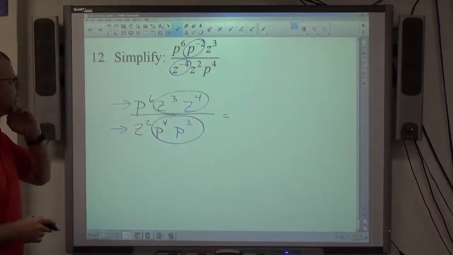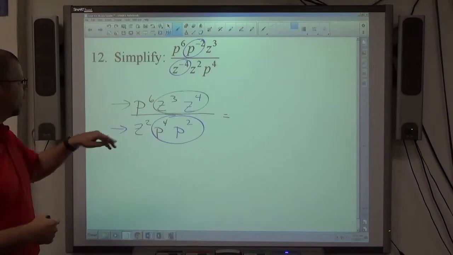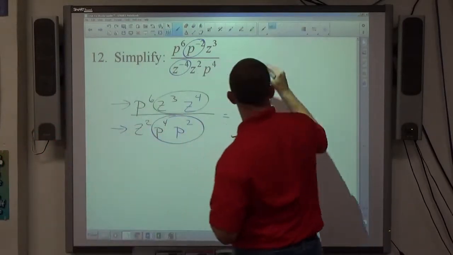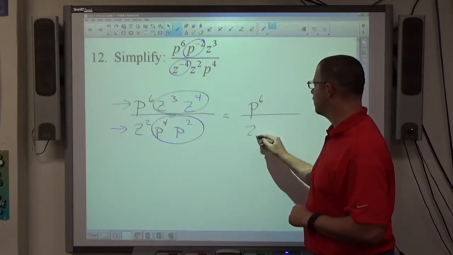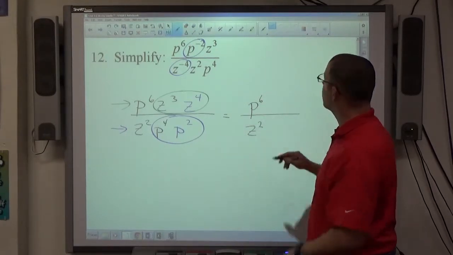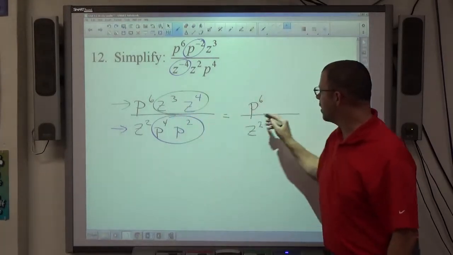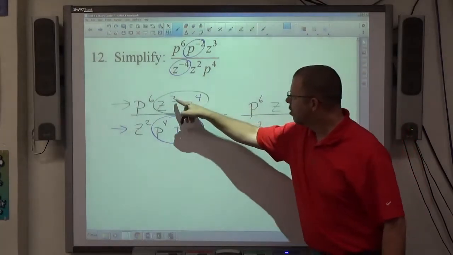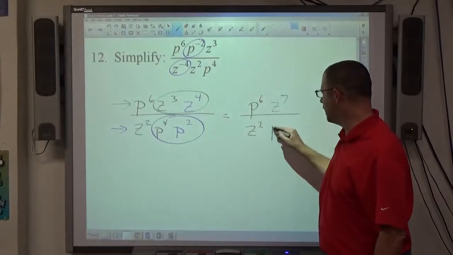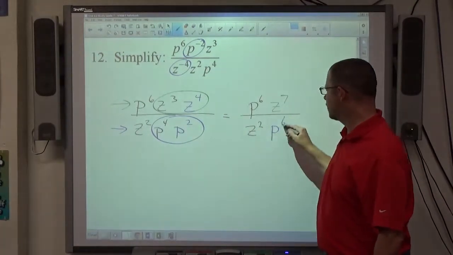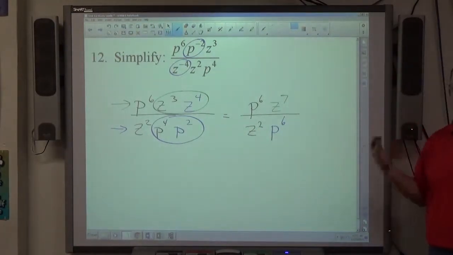Okay, so what I have circled there, I'm going to use the rule that says if I multiply letters, I add powers. So at this point, P to the 6th on top is not being affected, Z squared on the bottom not being affected because they're not circled. On top, there's too many Z's, I'm going to get one Z, 3 plus 4 is 7. On the bottom, there's too many P's, I write 1 P, 4 plus 2 is 6. Okay, so that's the second thing I would do.